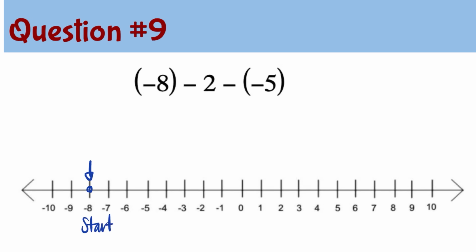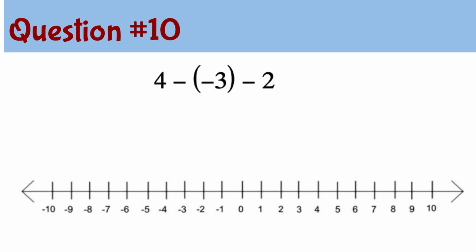And now, since we're subtracting 2 from negative 8, this means we need to go 2 units to the left. So 1, 2, which is negative 10. Now from negative 10, we need to subtract negative 5. Subtracting negative 5 means 5 units to the right. So from negative 10, we go 1, 2, 3, 4, 5 units. So the final answer for this question is negative 5.